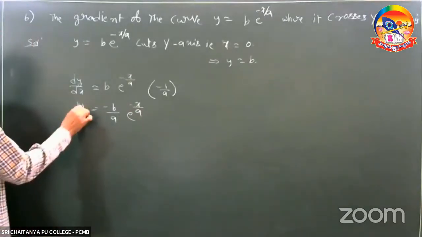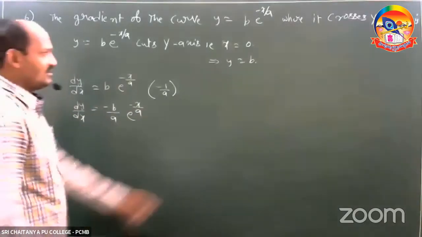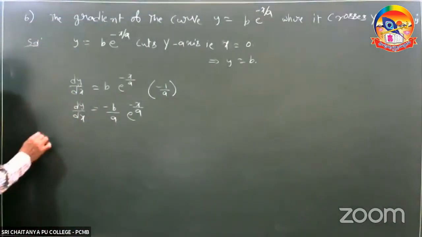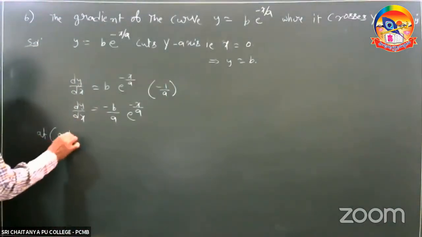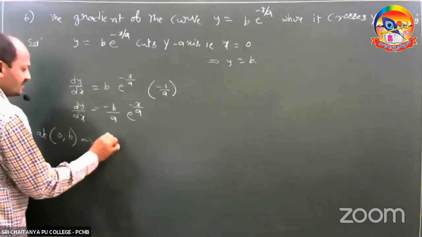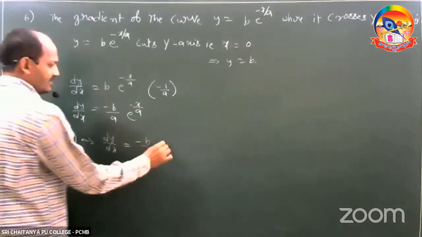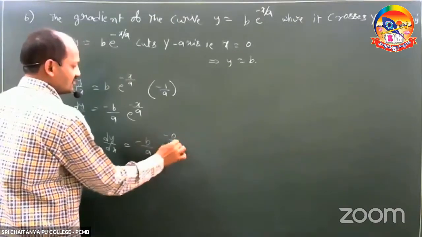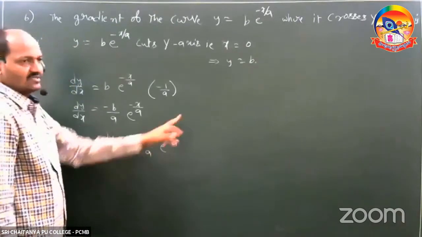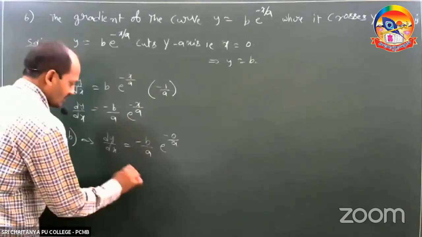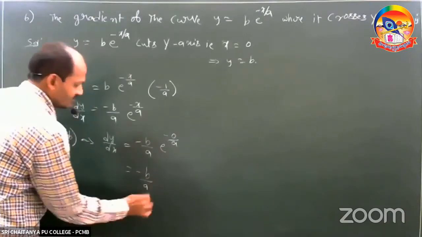That is dy by dx. But the point is 0 comma b. So the gradient at 0 comma b, that is dy by dx, is equal to minus b by a into e power minus 0 by a. So 0 by a is 0, e power 0 value is 1. So it is minus b by a.